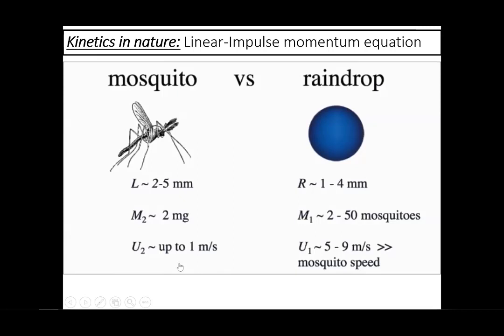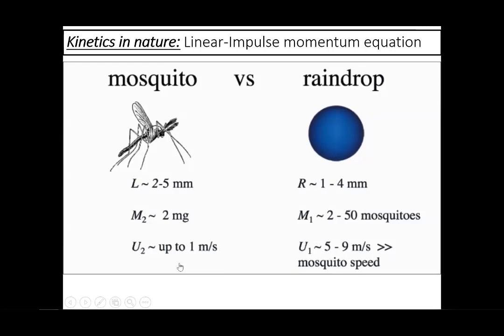So imagine that, you know, okay, I'm 90 kilos, so 200 pounds. If 10,000 pounds come and hit me, I'm done, right? But the mosquito somehow is not killed by the raindrop.